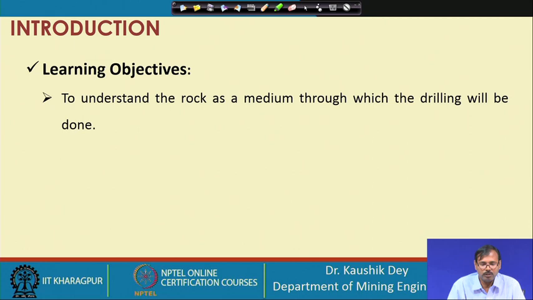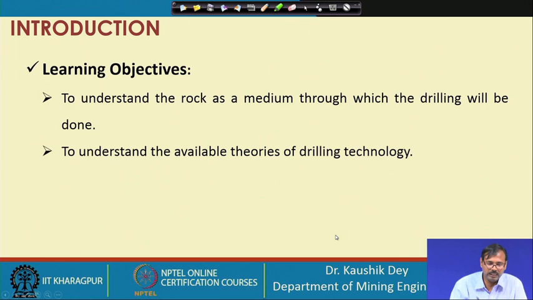So, first we need to understand what is rock, so that we can consider that rock as a medium depending on the characteristics of the rock, not on the type of the material, but depending on some physico mechanical properties of the rock, so that it can be considered as a generic medium.